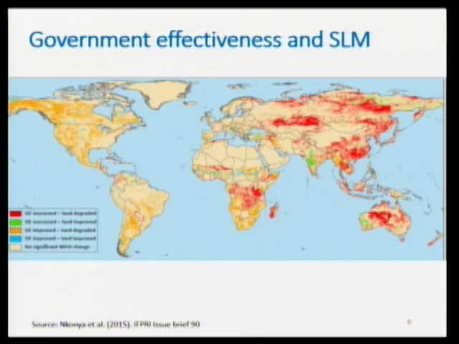So this map shows basically the bivariate correlation between government effectiveness and land degradation. As you can see, in those blue areas, government effectiveness has improved and land degradation has also decreased. In red areas are those areas where effectiveness has decreased, and land degradation has also decreased.